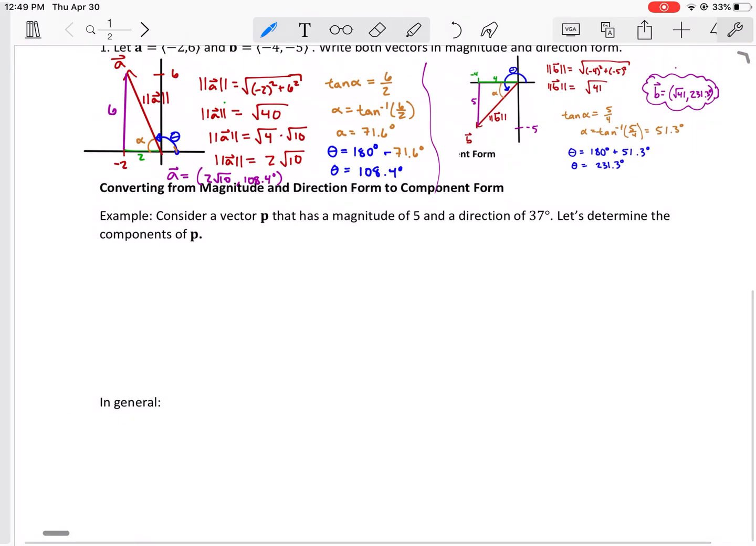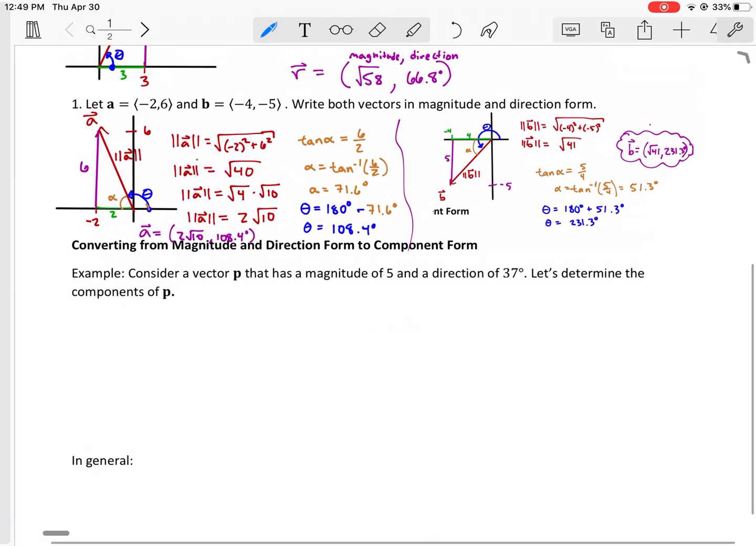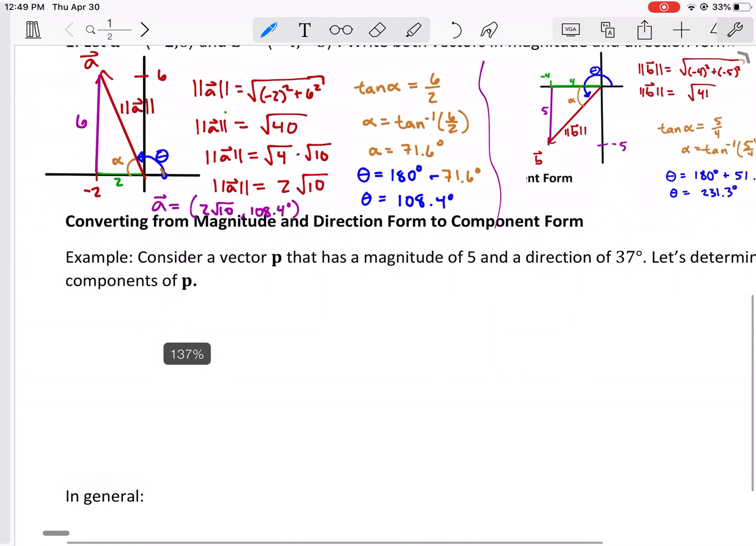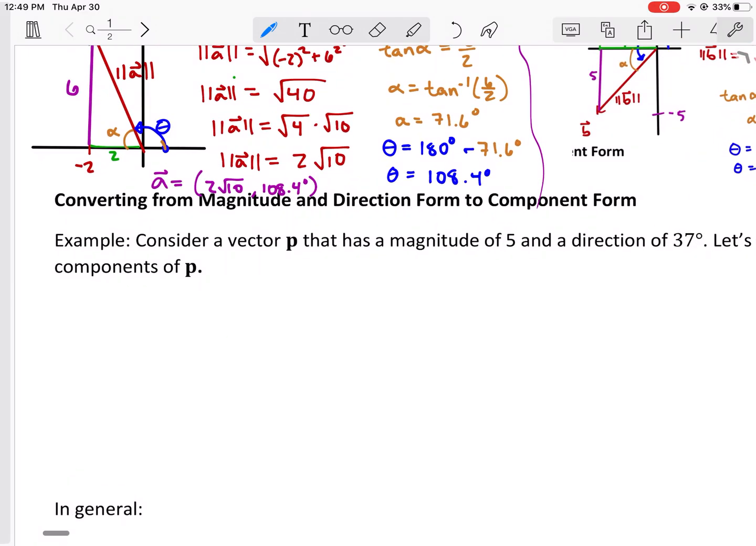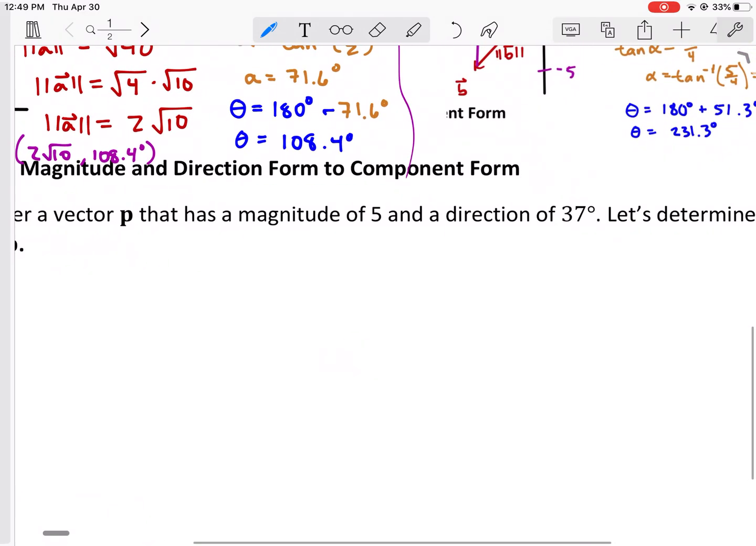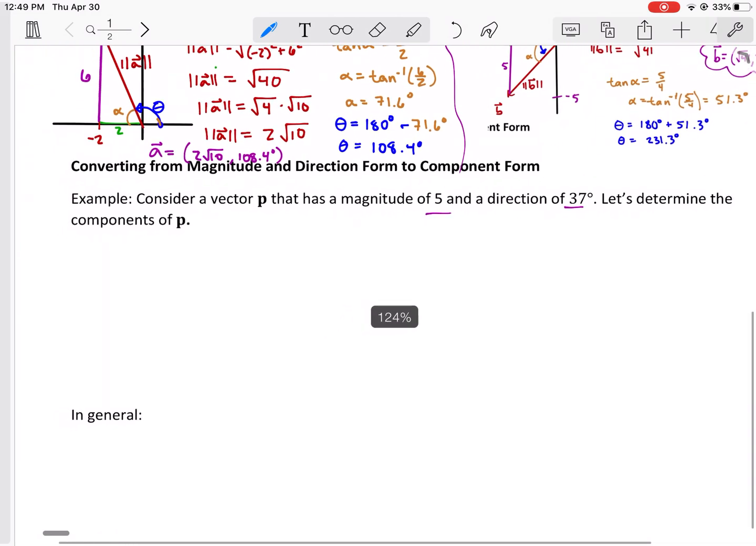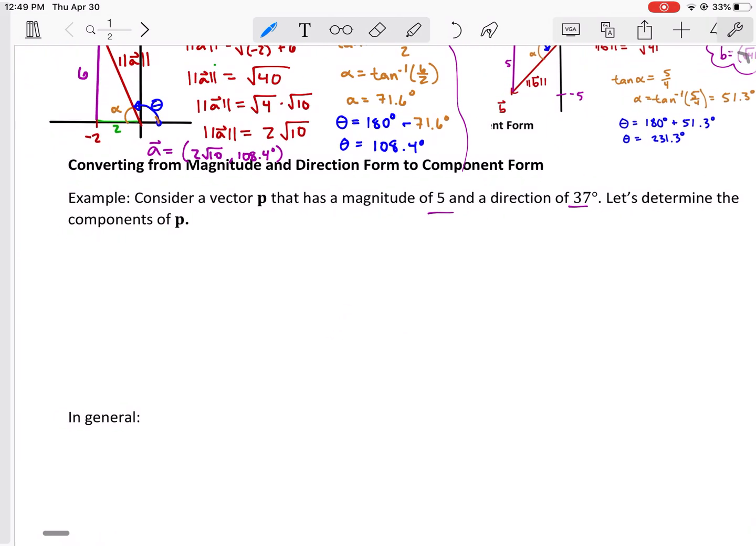Alright, so that's our process for converting from component form to magnitude and direction form. But what if we want to go the other way? We know magnitude and direction form, but we need to know the components. This is actually going to be a really useful tool if you ever take physics or engineering courses in college. So consider a vector P that has a magnitude of 5 and a direction of 37 degrees. Let's determine the components of P.